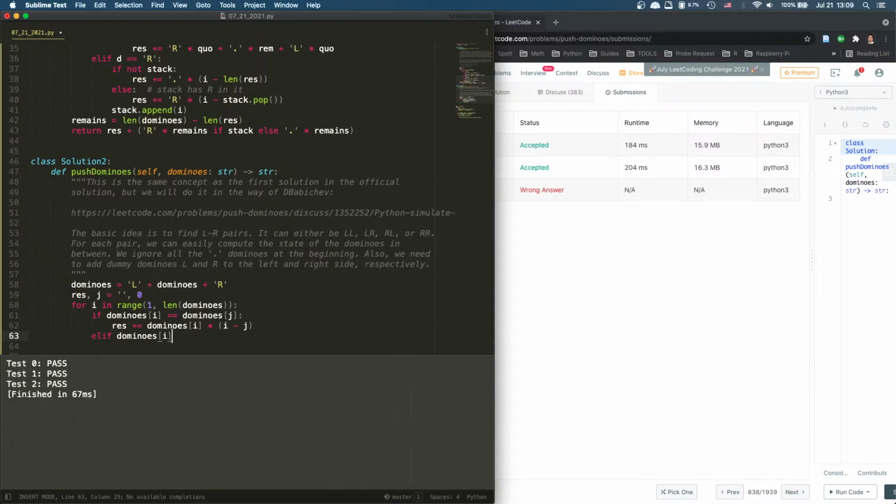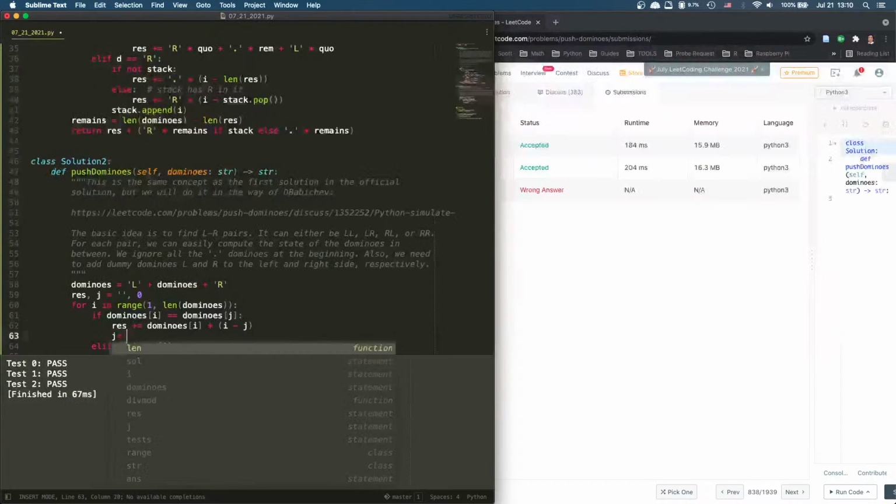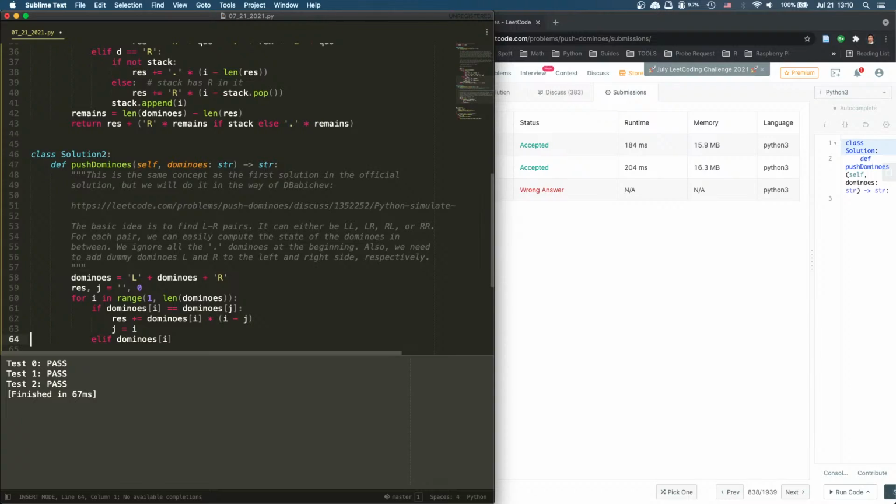Dominoes I is, so we only care about... oh, we have to move J. So J equals I, right? And then we find, what if we have L and R? If we find L and R, then I think we have to consider all three situations.